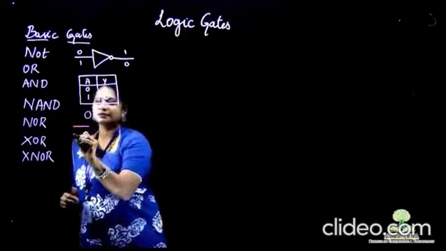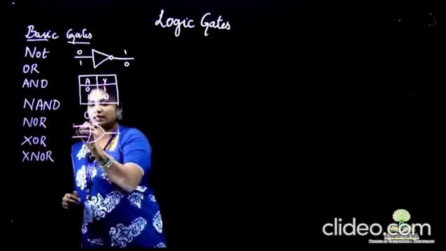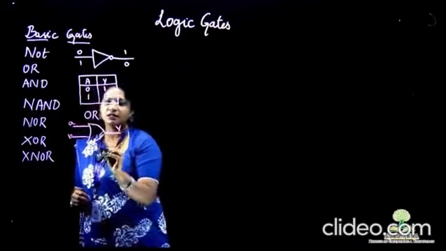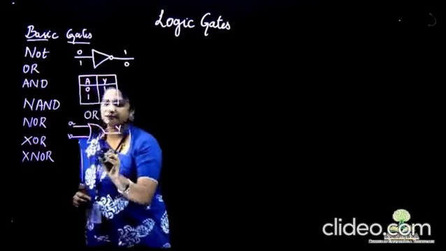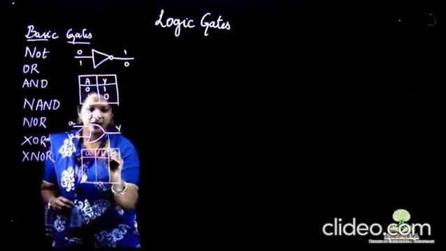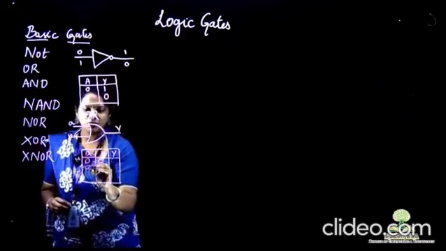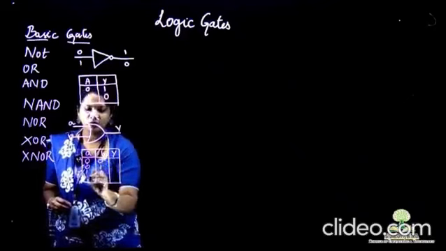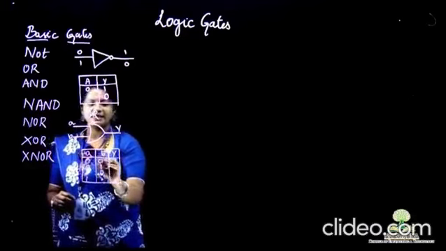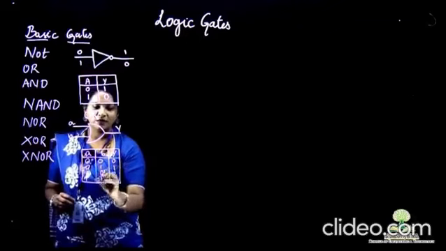The minimum number of inputs for the OR gate is 2. If you consider A and B as the inputs and Y as the output, the truth table looks like this. Since there are two inputs, A and B, and Y is the output, the possible inputs are 0 0, 0 1, 1 0, and 1 1. The output we get out of the OR gate is 0 0 will be 0, 0 1 will be 1, 1 0 will be 1, 1 1 will be 1.